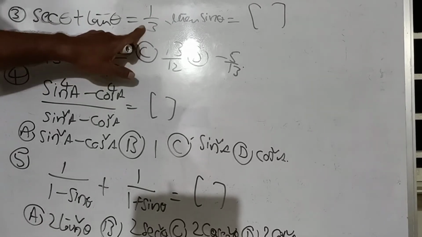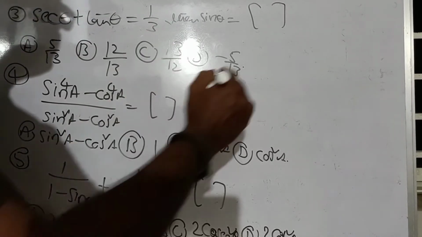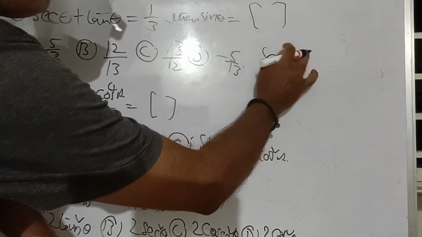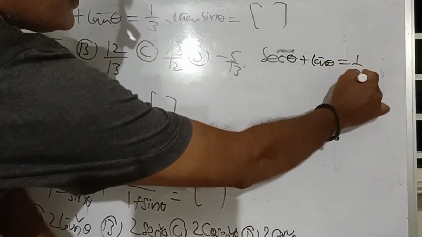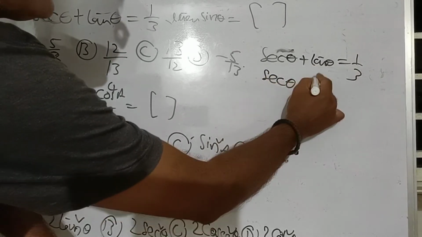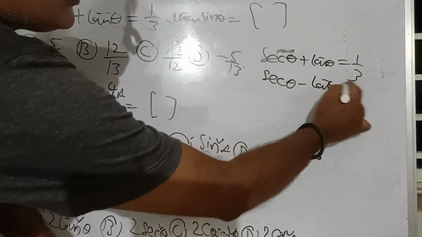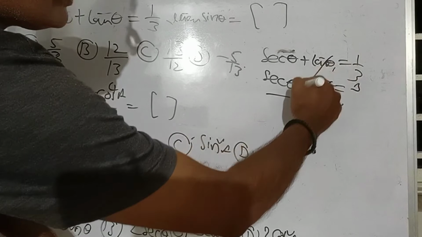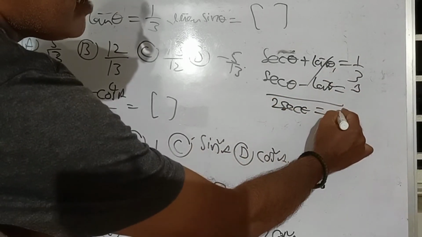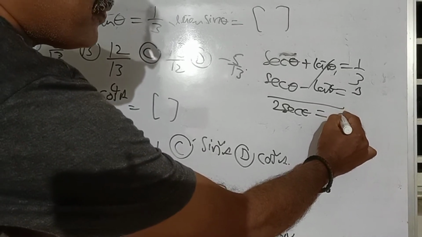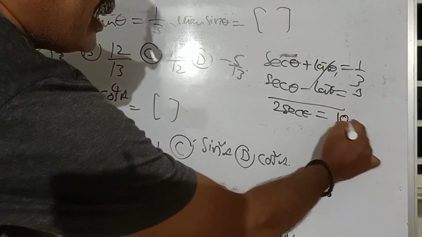Secant theta plus tan theta is equal to 1 by 3. Then secant theta minus tan theta is equal to 3. When we add these two, the tan terms get cancelled. Therefore 2 secant theta is equal to 3 plus 1 by 3, that means 10 by 3.